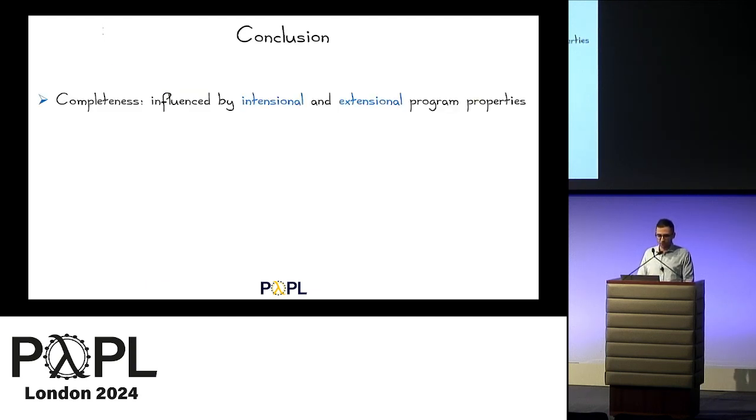So, concluding, we have shown that the precision in program analysis is influenced not only by how programs are written, so by the syntax, but also by what programs compute. For example, for all monotone functions, we proved that we can build a program analyzer, for some inputs and some abstract domains.